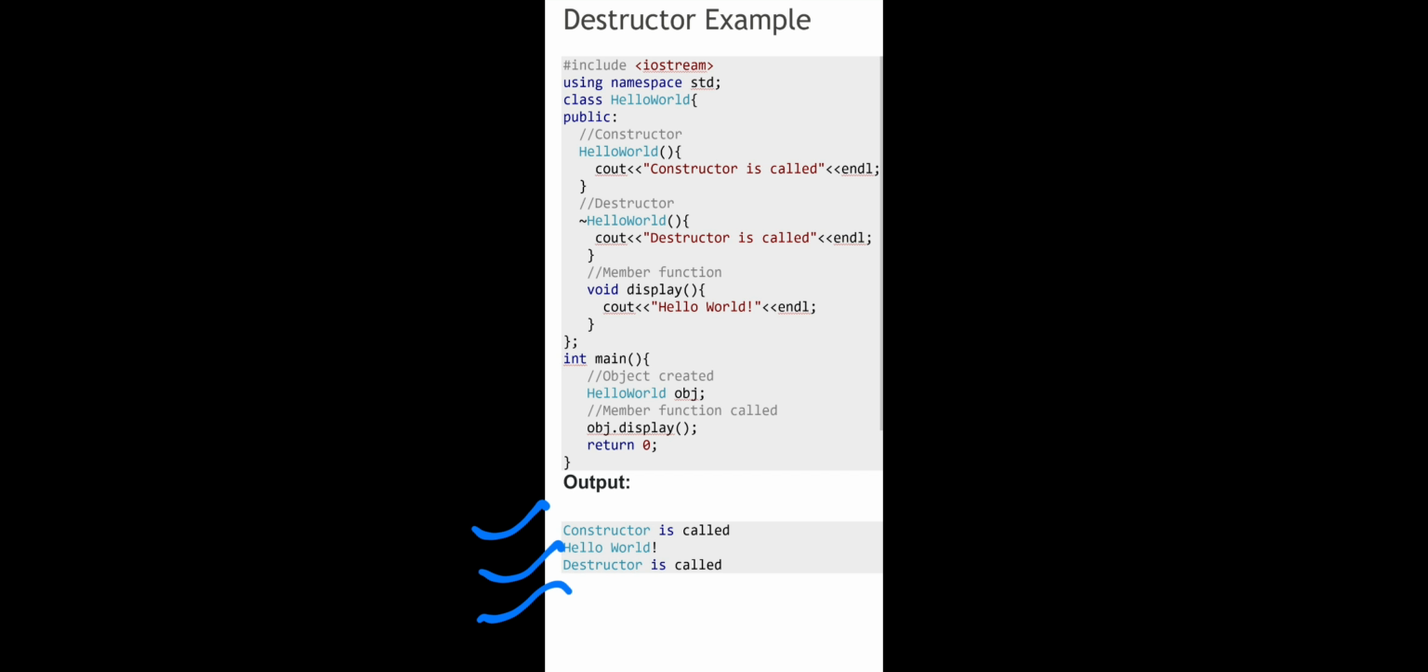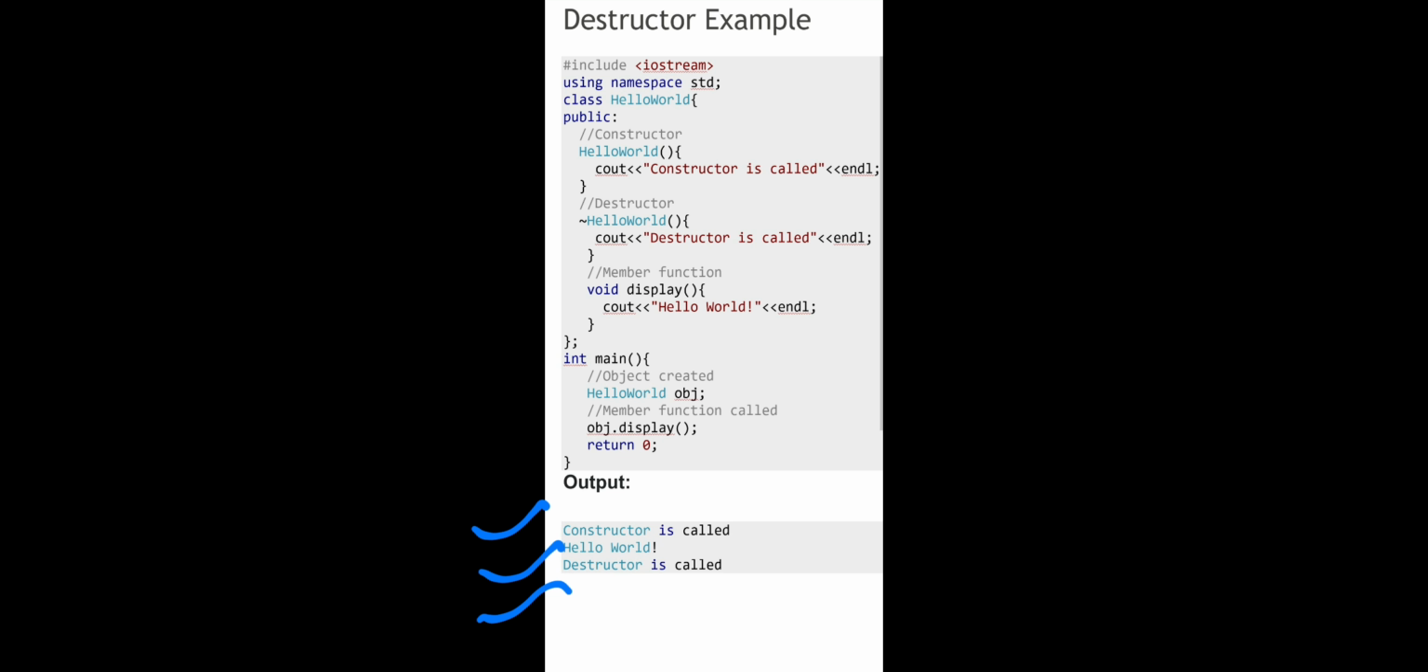So please note that destructor is a function which is used to destroy the objects that have been created by the constructor. The constructor and the destructor have the same name as the name of the class, but the destructor name is preceded by the tilde symbol. The constructor function does not have any such symbol.